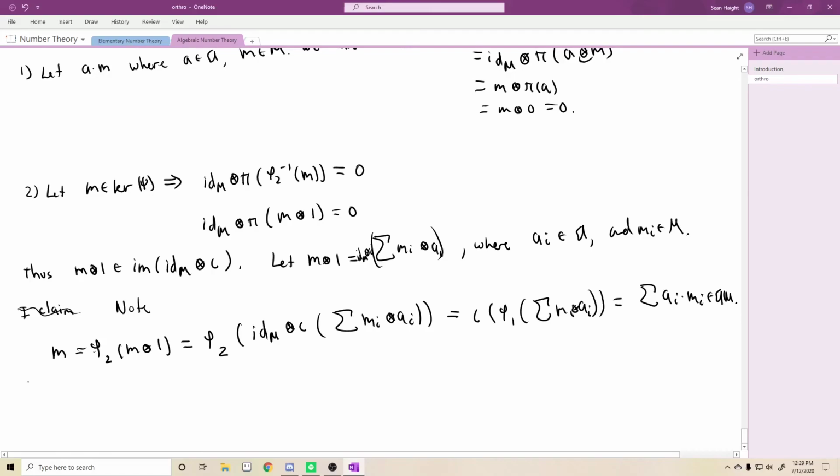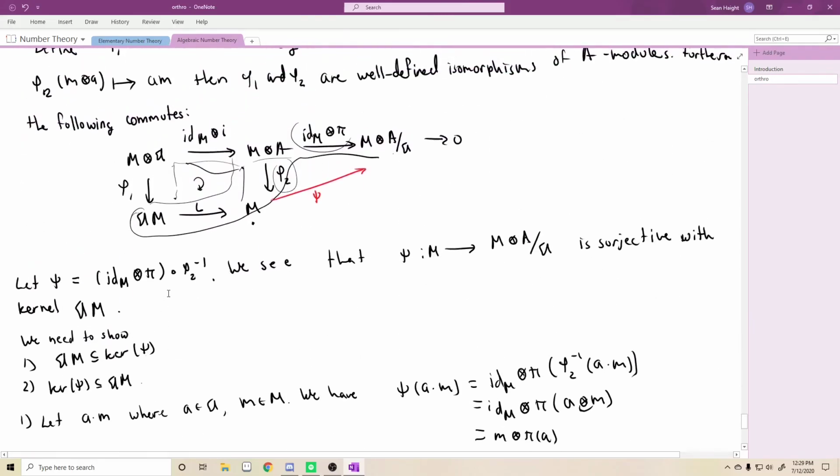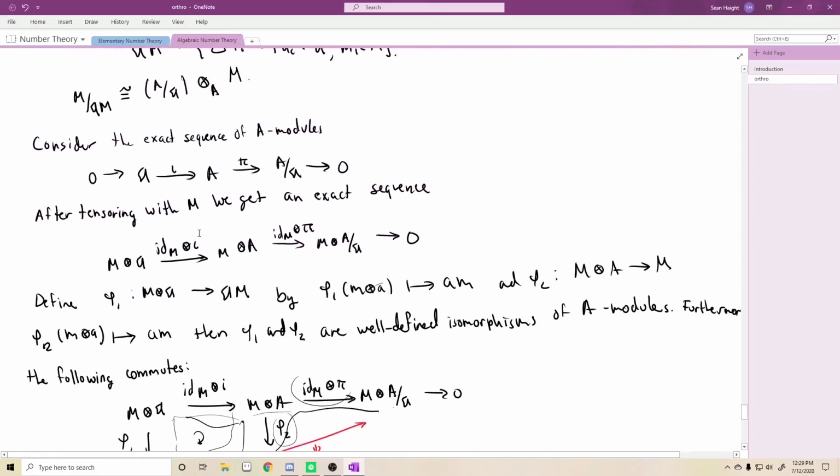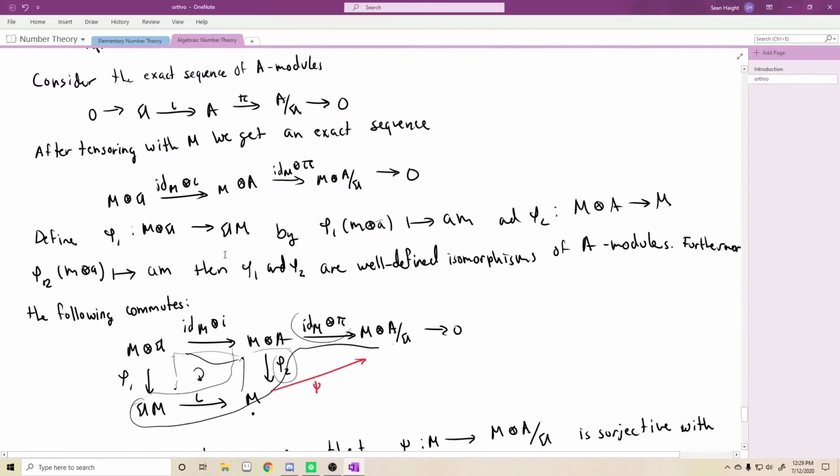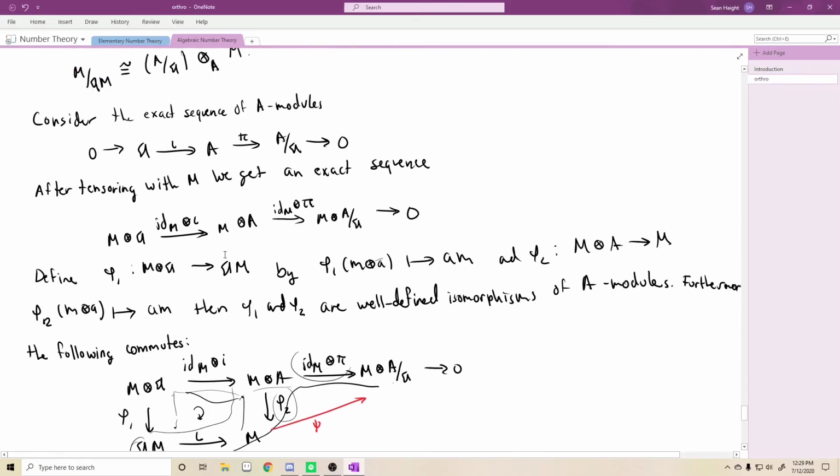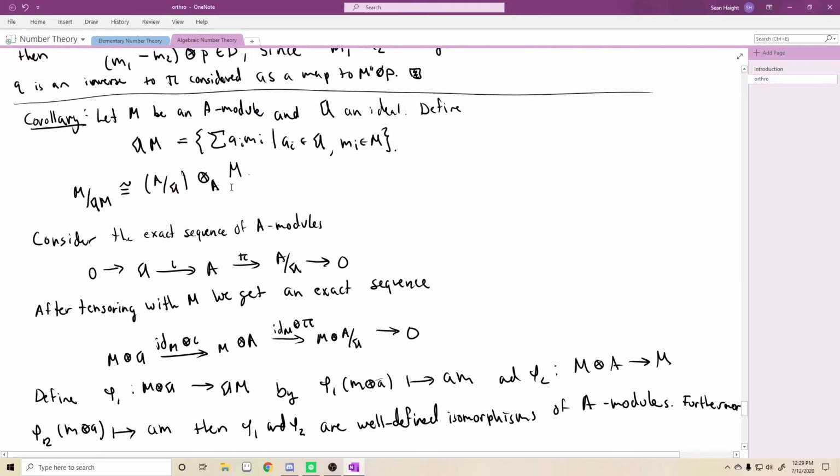So this shows 2. Okay, so just to wrap it up, what we've shown is that this map psi is surjective from M to this quotient with kernel AM by the first isomorphism theorem. We necessarily get this isomorphism. So the isomorphism here follows from the first isomorphism theorem at this point.